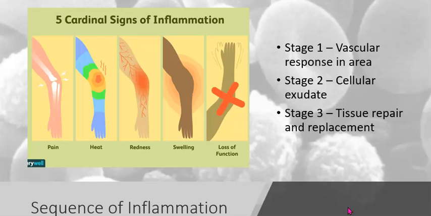Stage 2 is cellular exudate. This is where there's an increased number of neutrophils circulating. Exudate, or pus, is formed, which contains dead WBCs. You have necrotic tissue and fluid that escapes from the damaged cells. Neutrophils, basophils, and tissue mast cells are active in this stage.